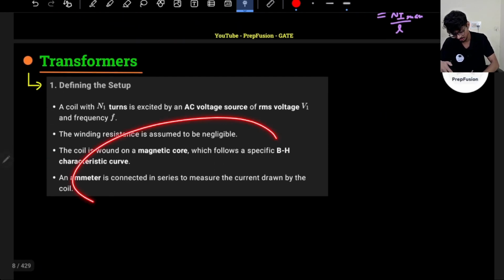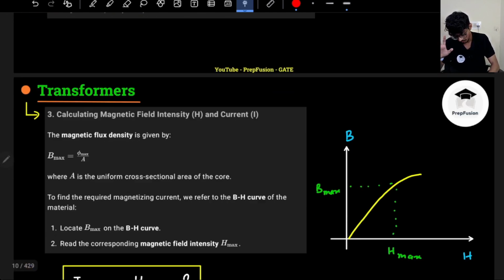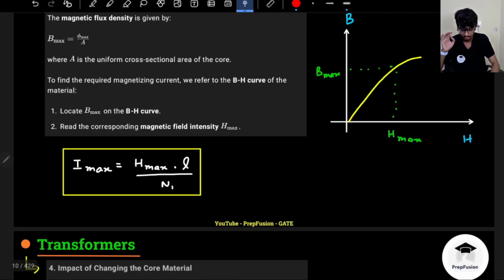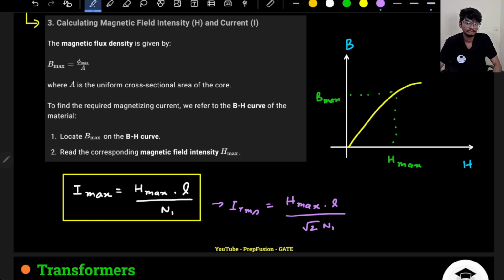Whatever I discussed, the same thing is written over here. The same V1 will be this, phi max will be this. From there you can find the values. I'm just telling you how you will calculate the values of current and flux density. This is my I max, and my I RMS, which I had already discussed, will be H max dot L divided by root 2 N1. Like this you can find it out.